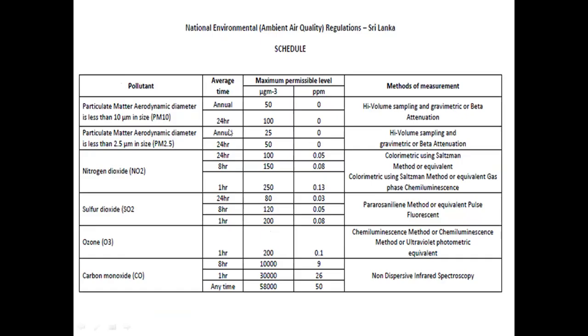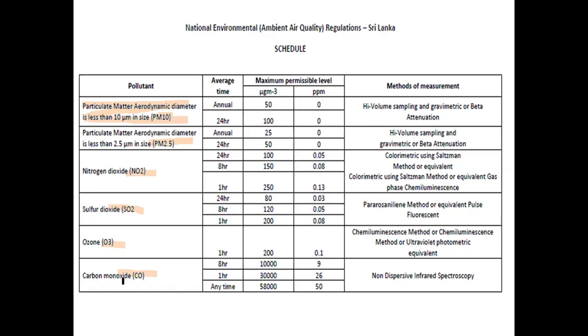So here, this is the ambient air quality regulation of Sri Lanka. Here you can see those are the indicators: the suspended particulate matter or PM10, which means particulate matter less than 10 microns, then PM 2.5, particulate matter less than 2.5 micrometers, nitrogen dioxide, sulfur dioxide, ozone and carbon monoxide. So those are the indicators of air quality.